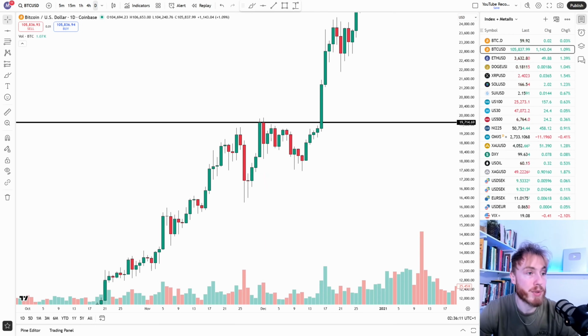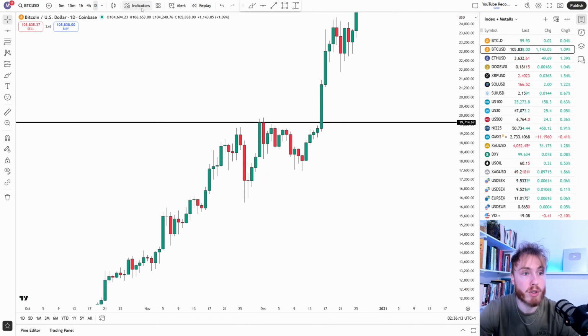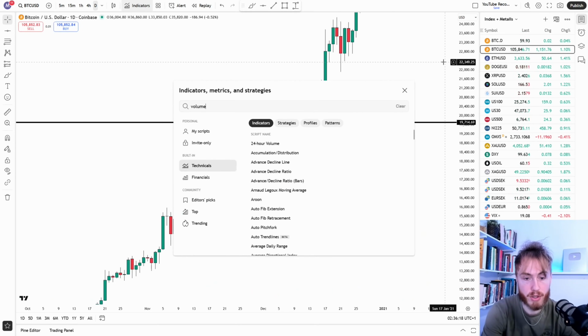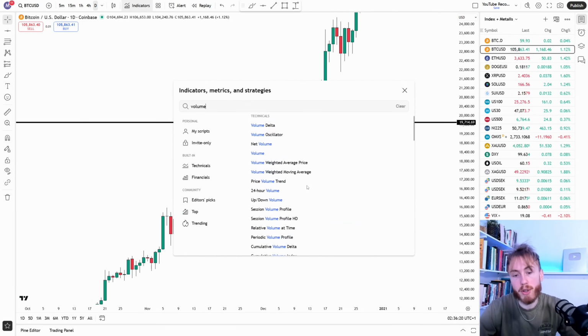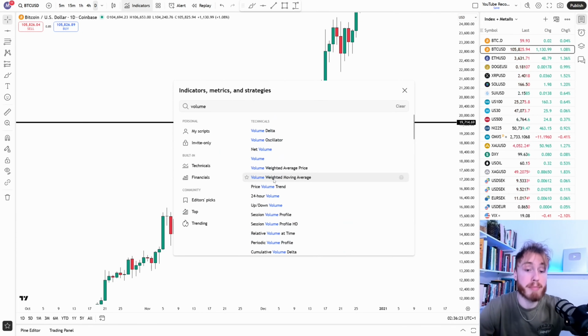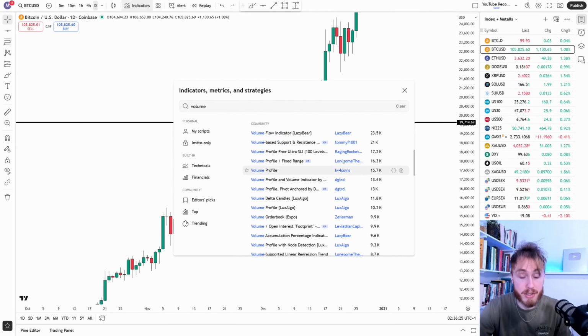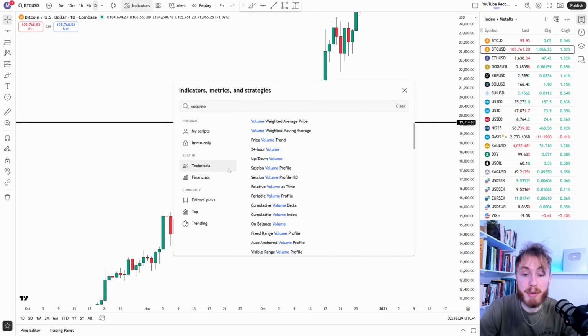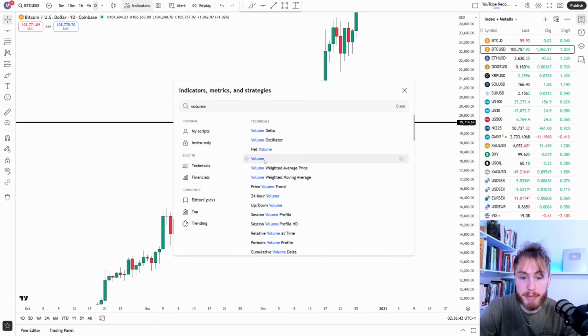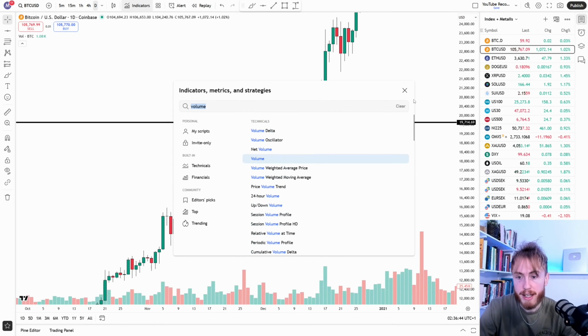By the way, if you don't know where to find volume, what you basically do is go up here to the indicators tab in TradingView and search for volume. There are tons of different volume indicators. Some are built by TradingView and some are built by the TradingView community. That is one thing I really like about TradingView, that it has a very large community. People are building indicators, so you can use other people's indicators and strategies. But for this video, I'm going to keep it simple and open up the normal volume indicator right here.